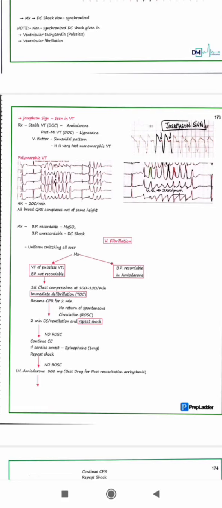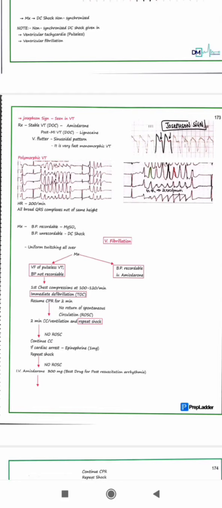Now we have polymorphic ventricular tachycardia, where the heart rate exceeds 200 per minute. Its management is either MgSO4 or DC shock. Now ventricular fibrillation, where we see uniform trolling all over. The management is either by pulseless VT or by BP recordable.